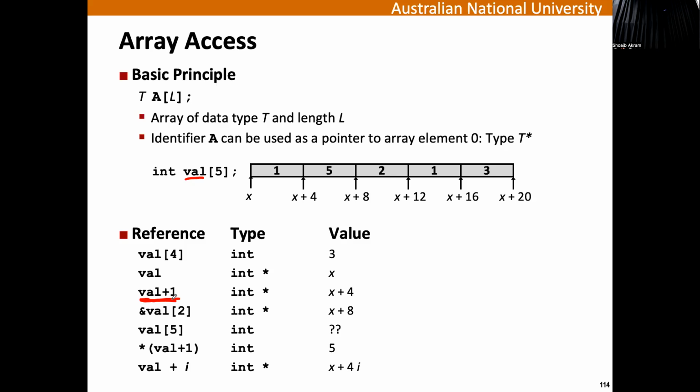So it will automatically do the scaling for you. When you say val plus 1, it will not go to the next byte after val. It will go 4 bytes apart. The memory address that this statement will generate will be X plus 4, if X is the starting address of the val array. It will do val plus 1 multiplied by 4 for you, as long as you tell it that this is an array of integers. It will do the scaling for you. So val plus 1 is a valid address for the second element of the array.